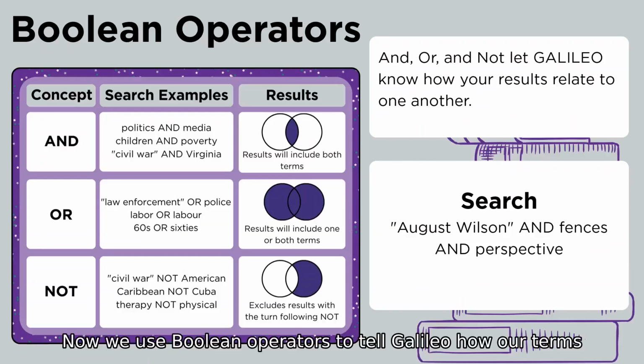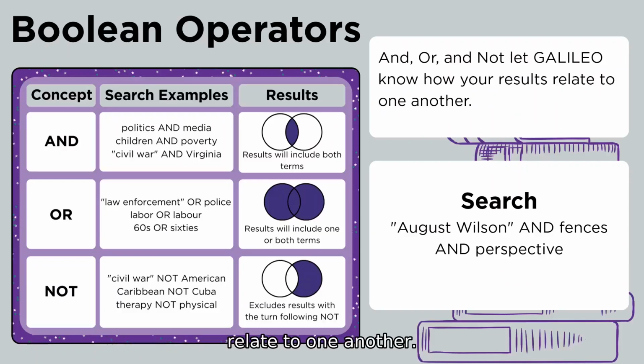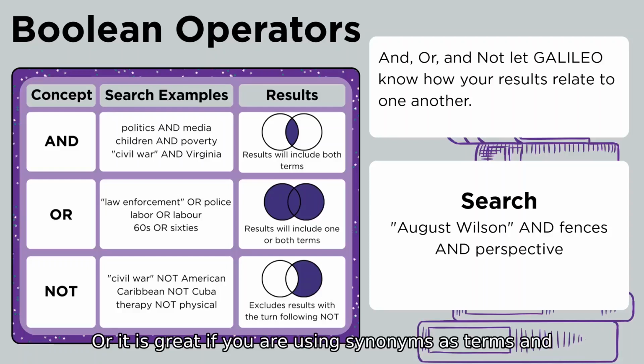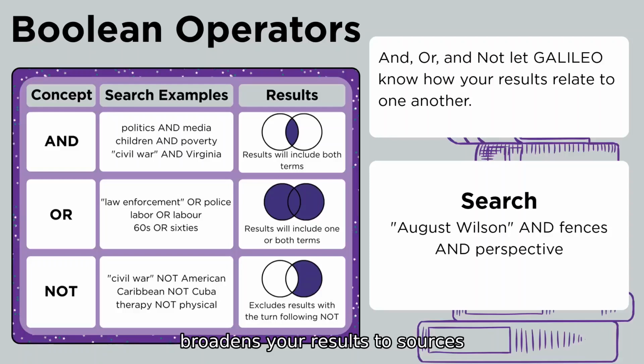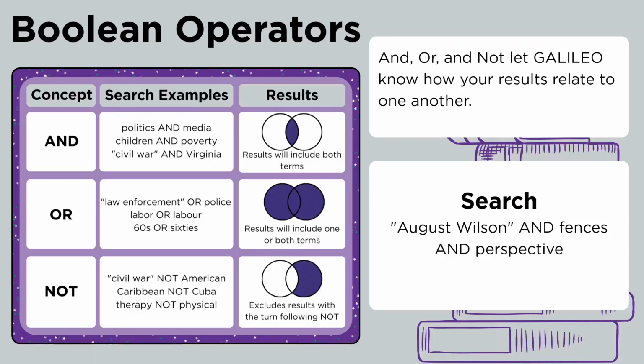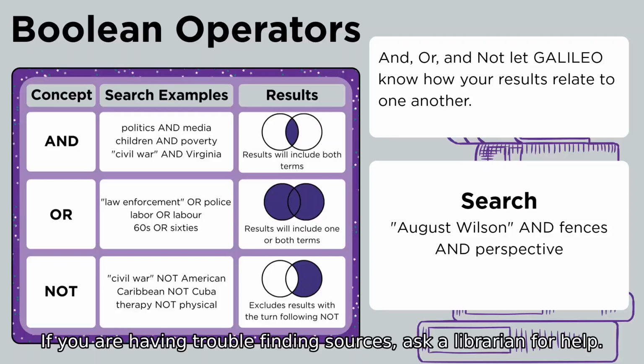Now we use Boolean operators to tell Galileo how our terms relate to one another. By using AND, you narrow your results to sources that include all of your terms. OR is great if you're using synonyms as terms and broadens your results to sources that include one term or the other. NOT will return results that exclude the term following NOT. So the search we will use is August Wilson AND Fences AND perspective. Be aware that your first search may not work, and you may need to revise your search terms. If you are having trouble finding sources, ask a librarian for help.